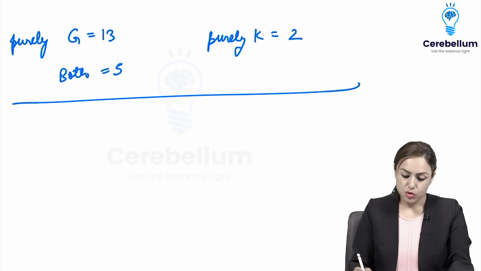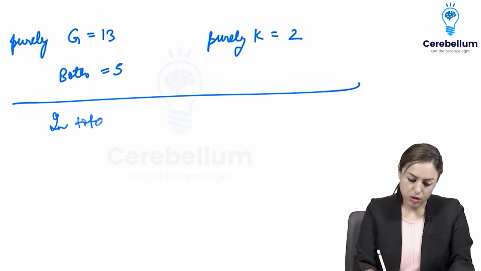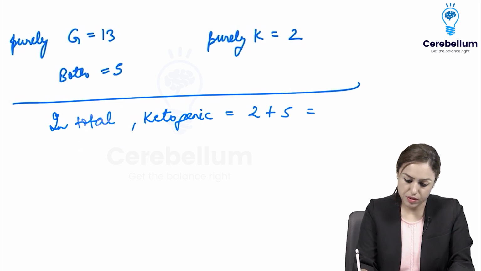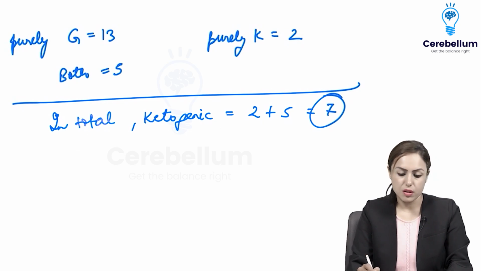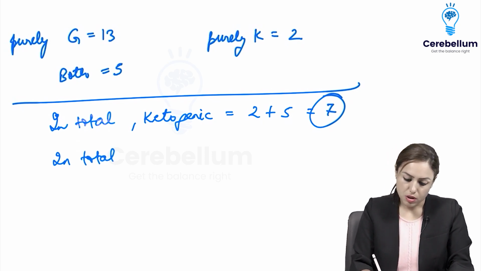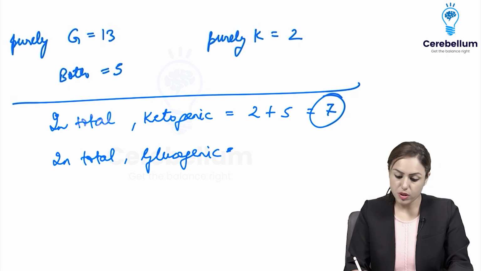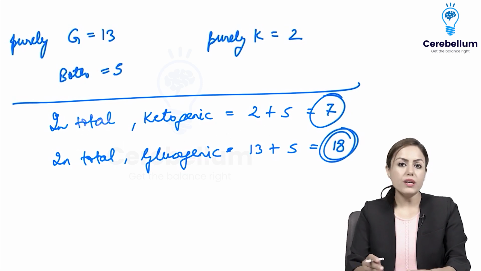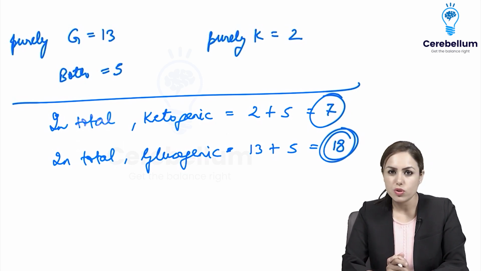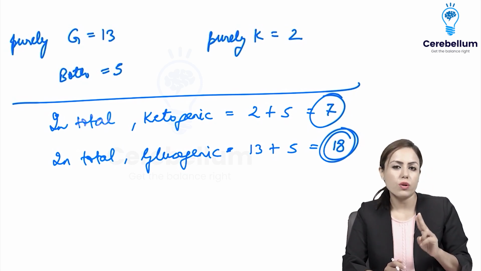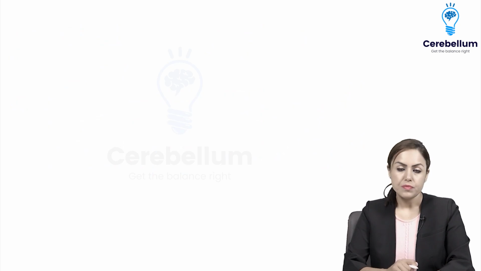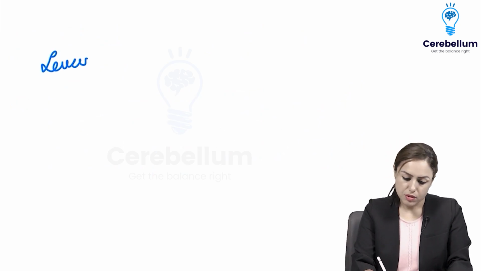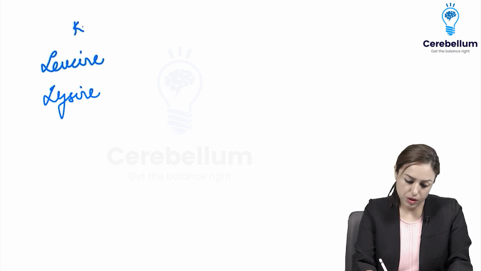Okay. So tell me in total how many are ketogenic? 2 plus 5 is 7. 7 amino acids are ketogenic, right? And in total how many will be glucogenic? 13 plus 5 is 18. So in total 18 amino acids can make glucose, right? Only 2 amino acids cannot make glucose, that is leucine and lysine. These 2 amino acids, leucine and lysine, I told you they are ketogenic.